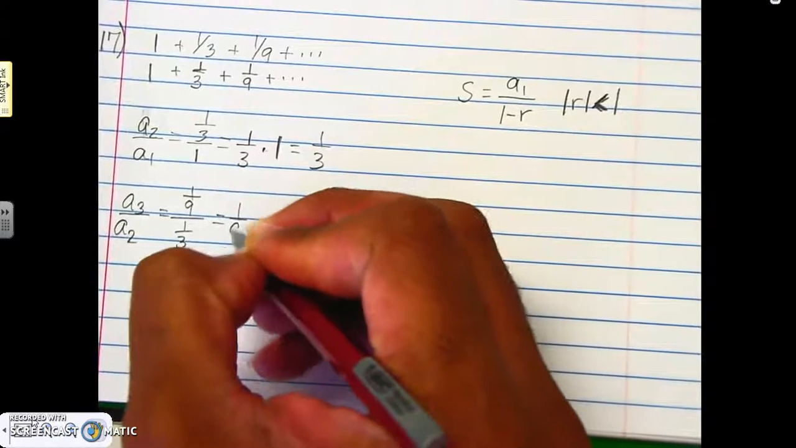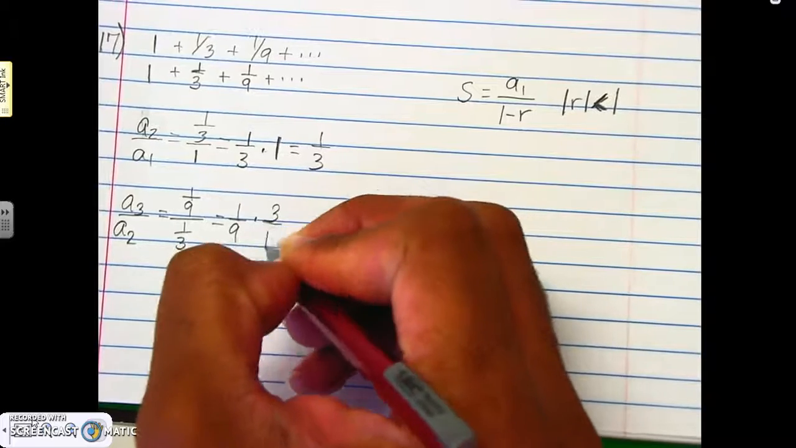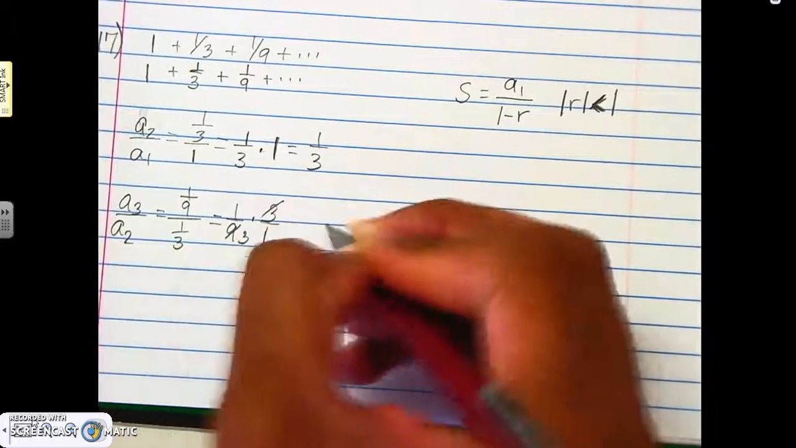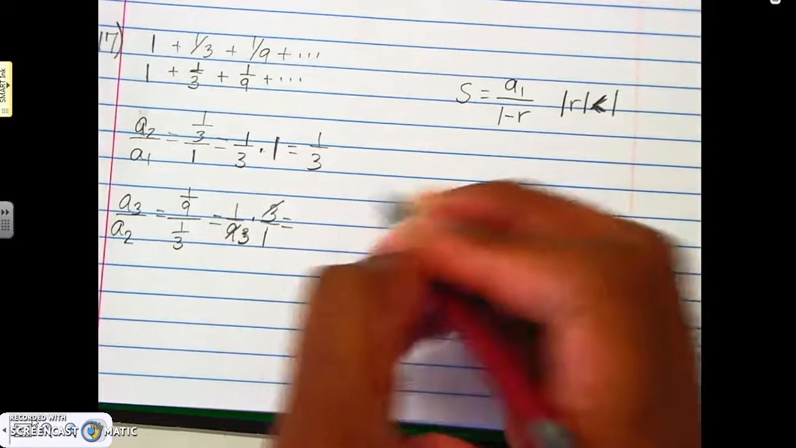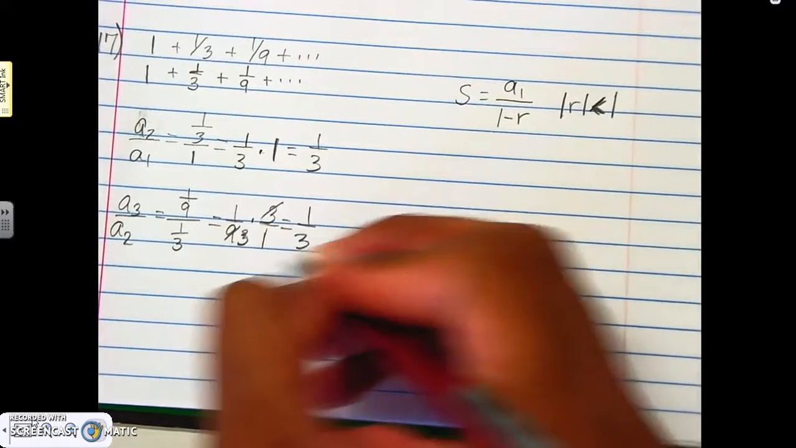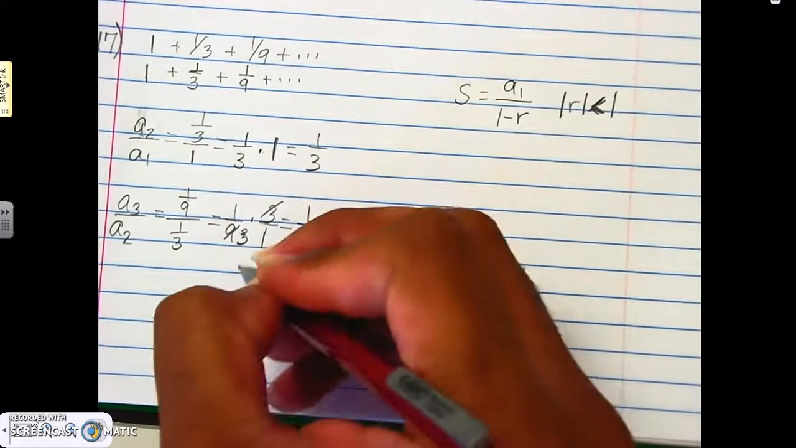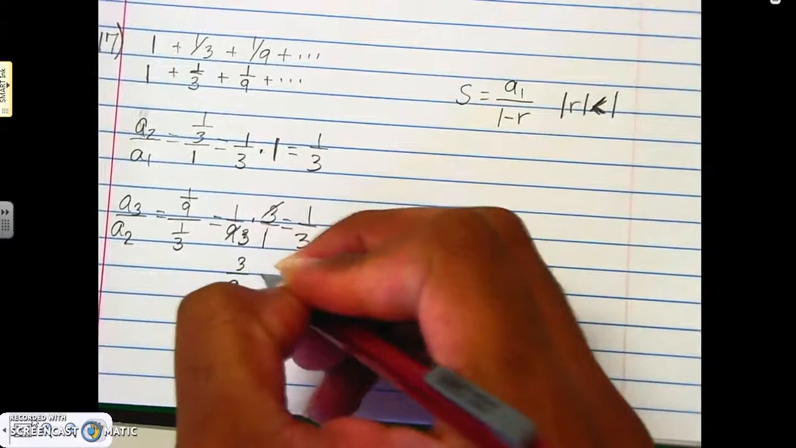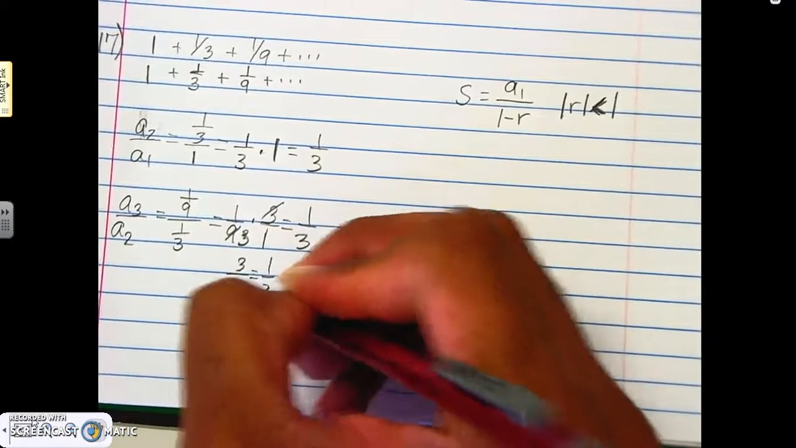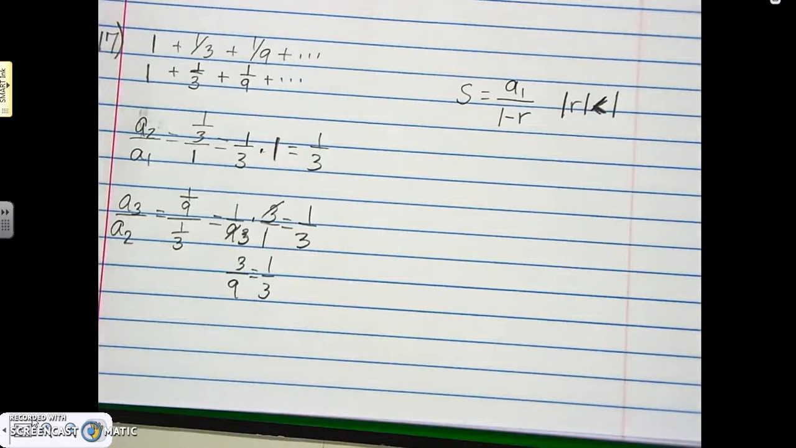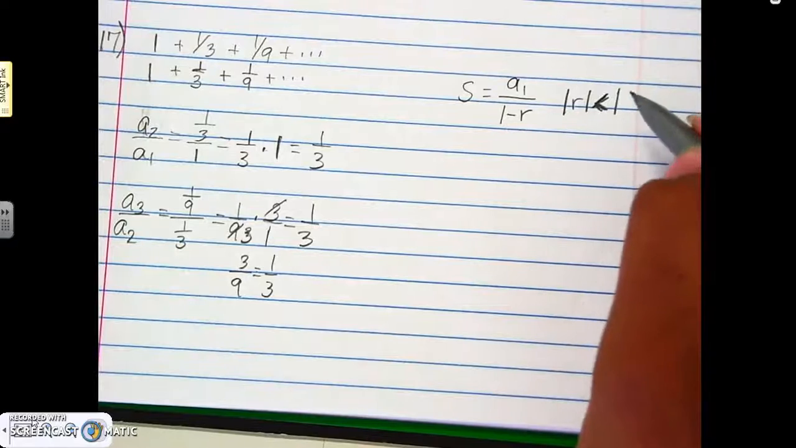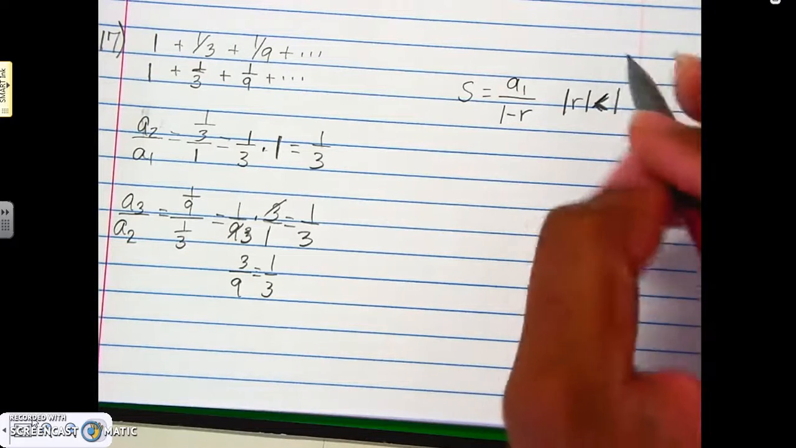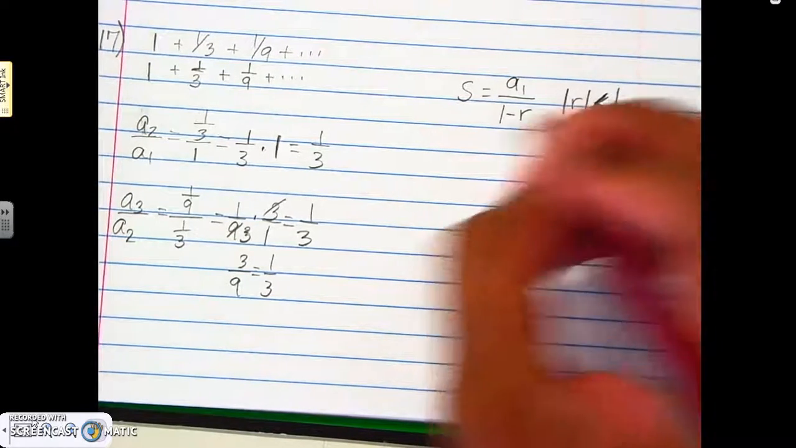So again, keep, change, flip. Or if you multiply straight across, it gives you 3 over 9, which still reduces down to 1/3. All right, so our common ratio is 1/3. Is 1/3 less than 1? Yes, it is. So that means we can keep working on this and we can do it.